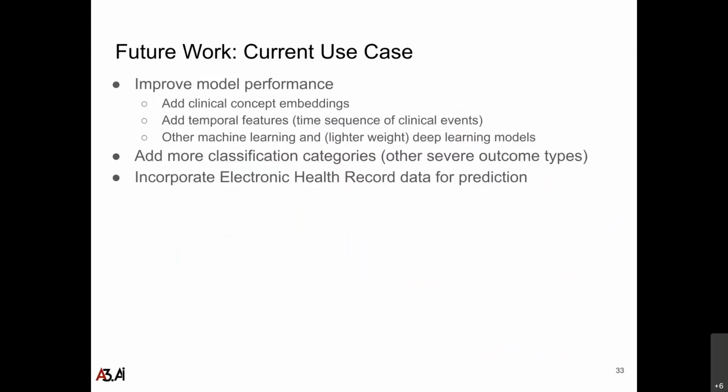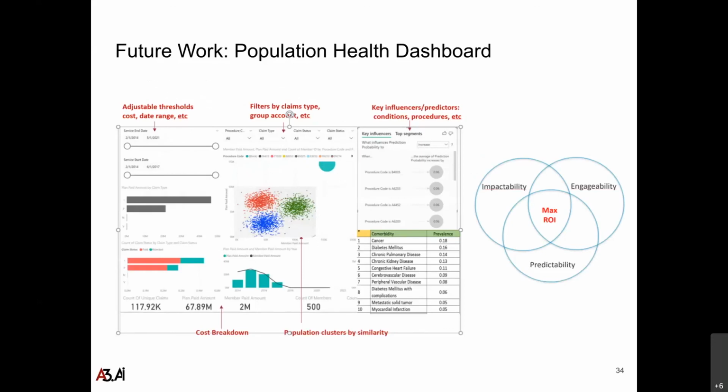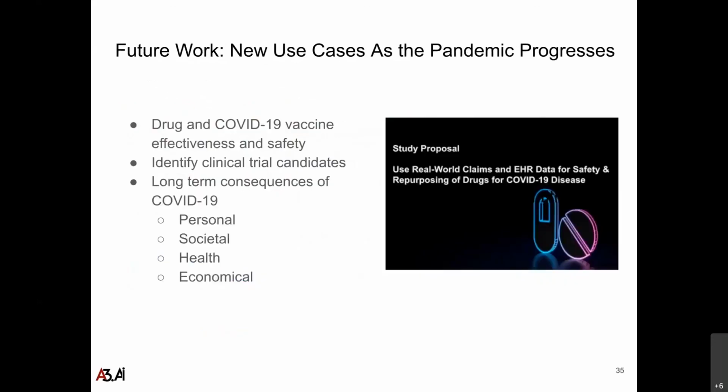We're going to improve the model performance, add clinical concept embeddings, add time series temporal features, add more classification categories, and also use electronic health record data in addition to claims records and create more dashboards. And then as the pandemic progresses, we're going to get into drug and vaccine effectiveness, safety, and then long-term consequences of COVID-19 after we're over the pandemic. And then we're going to get some deep learning models to churn on these data.